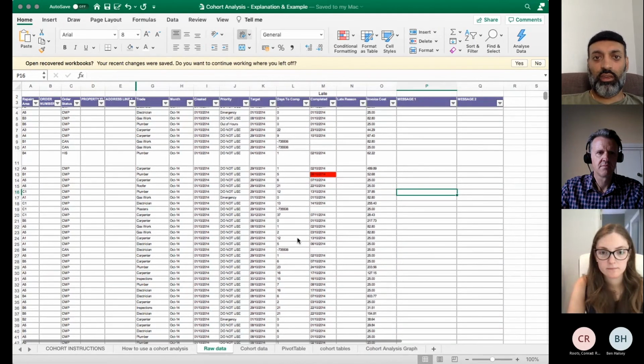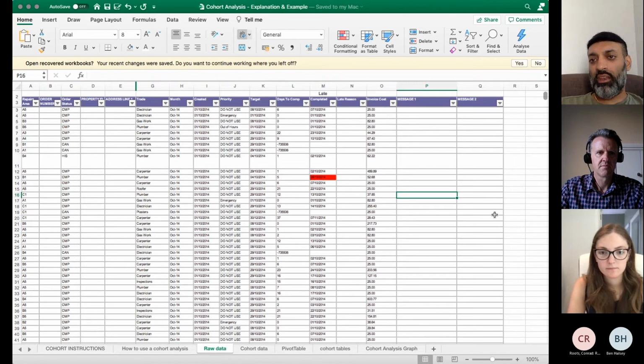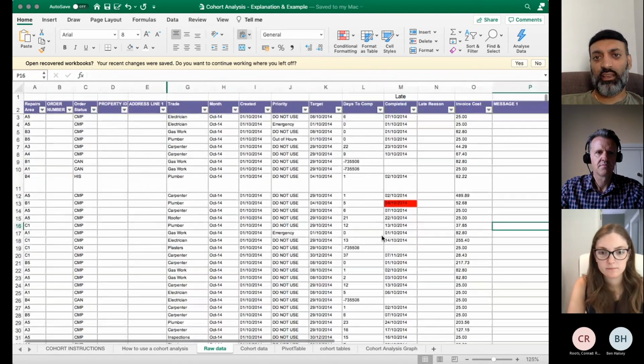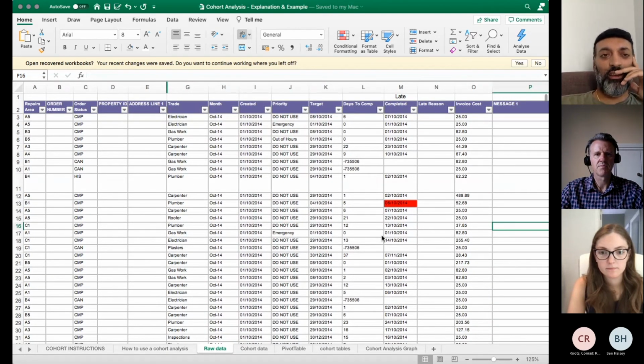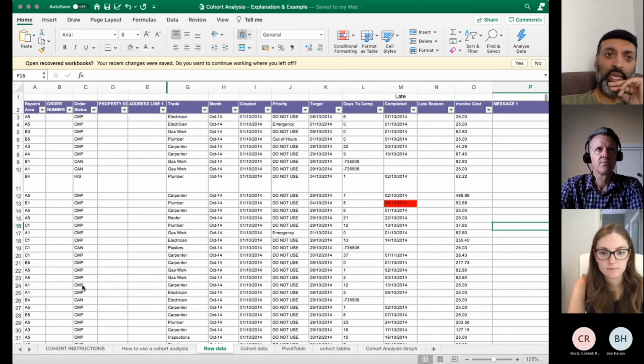So we'll start with raw data. It doesn't matter that you can't see the detail of this, but this might be an example of the sort of thing you'd see in terms of raw data. This again is a repairs example. Don't be surprised that we use this for repairs teams a lot in the housing sector. So the area, an order number would be here. The status is really important, of course, and this might be complete or whatever it might be. We've taken out the property ID and the address, which breaks down the individual, lots of information, trade, month.